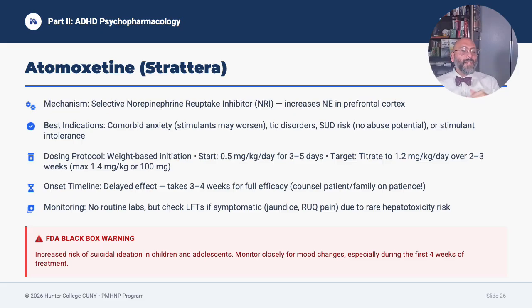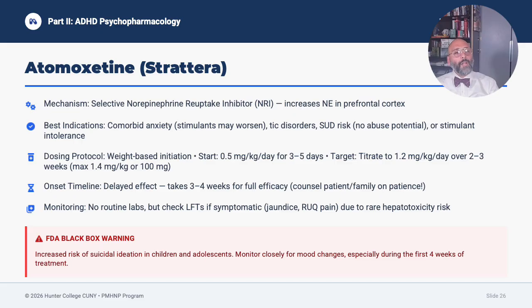So there are no routine labs with atomoxetine. Hepatotoxicity does occur, but it is rare. So if you want to do baseline LFTs and some sort of quarterly to semi-annual monitoring around dose adjustments, you want to watch out for jaundice, dark urine, right upper quadrant pain. If symptoms appear, then you check liver functions at that time.